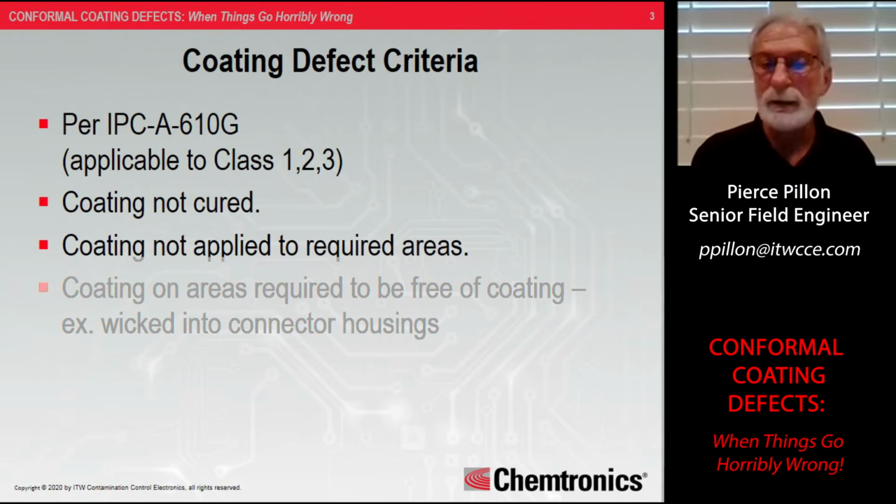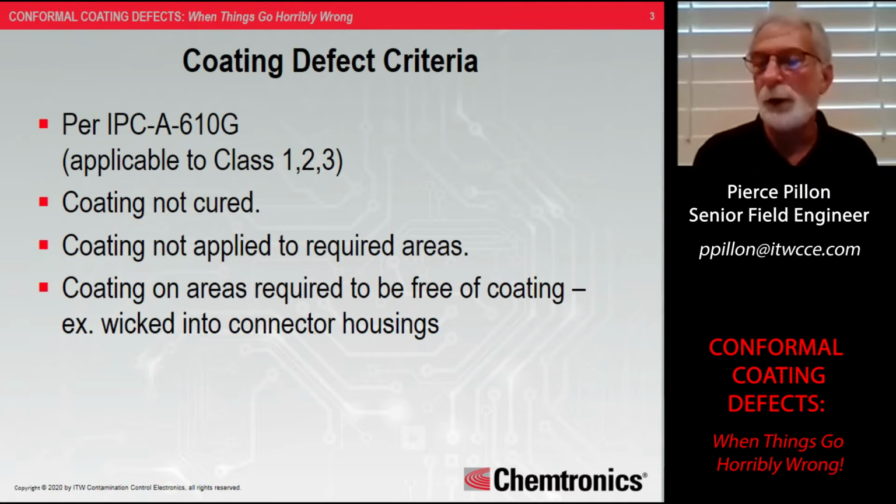Now, the flip side of that is you have coatings on areas that are required to be free of coating. These are your keep out areas. For whatever reason, those are deemed by the engineering drawings to not be allowed to have coating in that area by design. An example is coating that was applied and may have wicked into a connector housing because it wasn't properly masked or booted, and now you have insulated coating around conductive pins or a conductive female housing in the other half of that part.